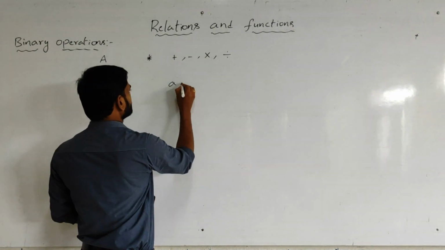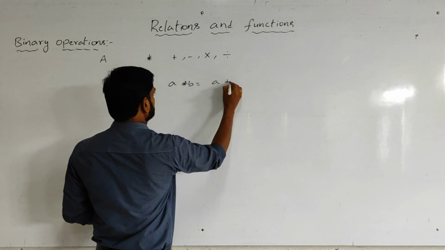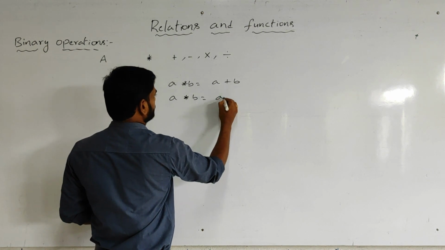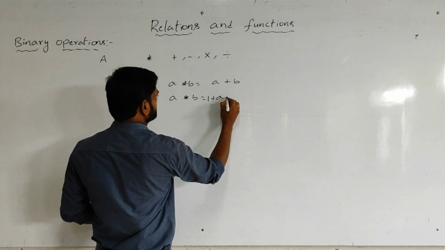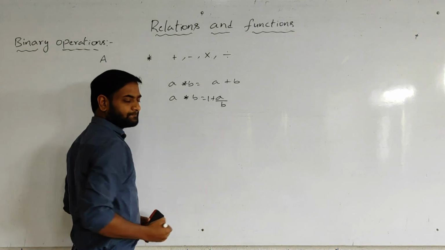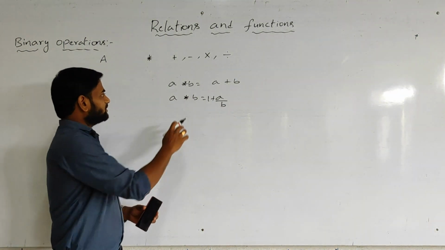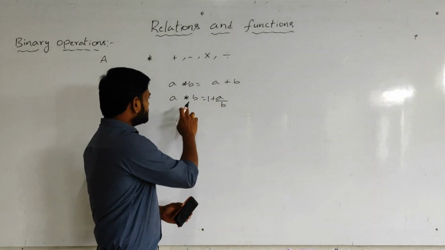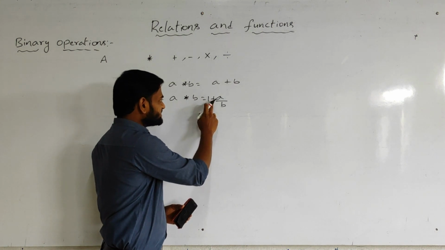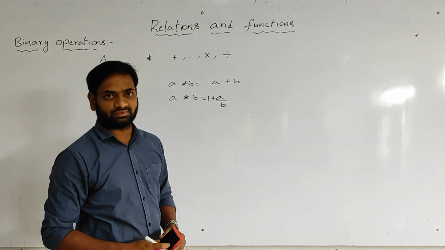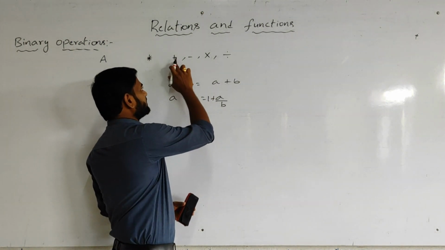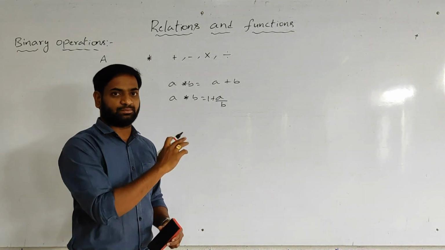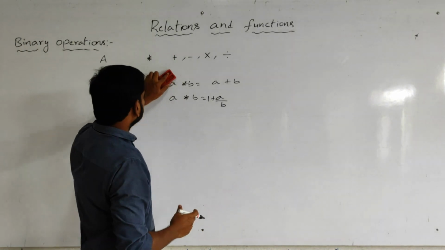Suppose A star B is equal to 1 plus A by B. Now see here, in A star B, the operation is plus as well as division. That means star means either plus, minus, multiplication or division or combinations of these operations.